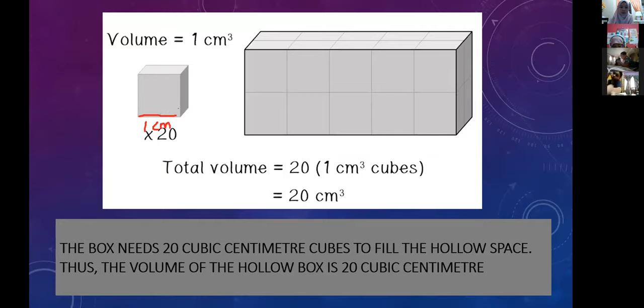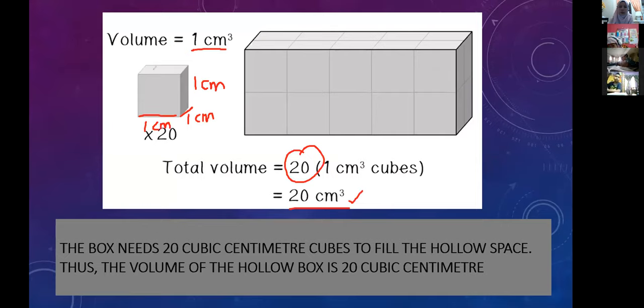This one is 1 cm. And this one also 1 cm. So when you times these 3 sides, the length, width and also height, you will get 1 cm³. So bila awak susun this cube, when you arrange this cube, you will get 20 cubes. So the volume of this box is 20 cm³. Macam mana boleh dapat 20?